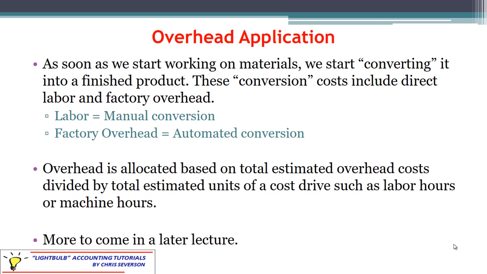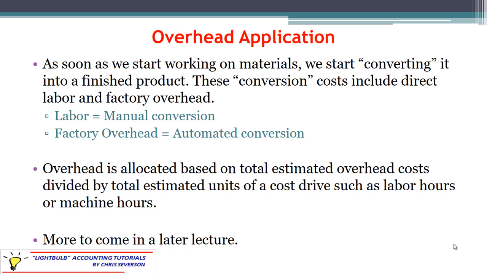But the basic way is to take the total estimated overhead costs and divide them by the total estimated units of a cost driver, like labor hours or machine hours. That way you have a rate per hour. As every product goes through the process, you can then apply overhead based on how many hours it used.